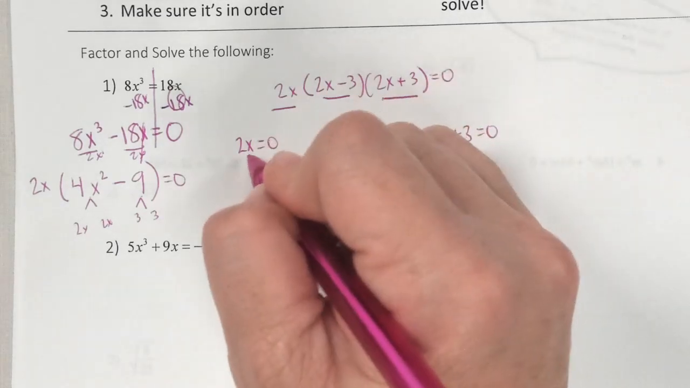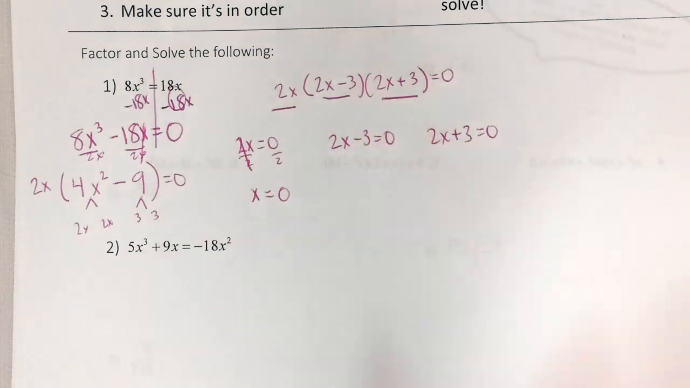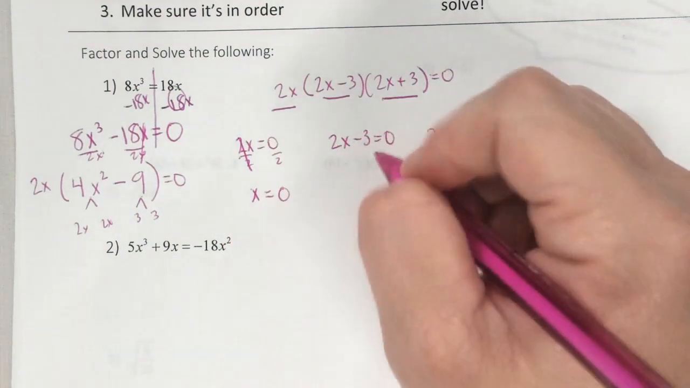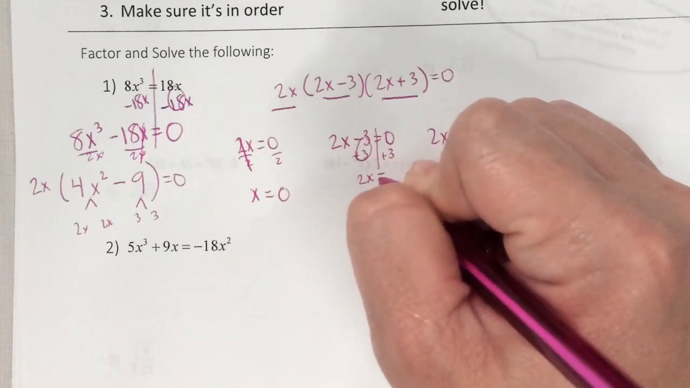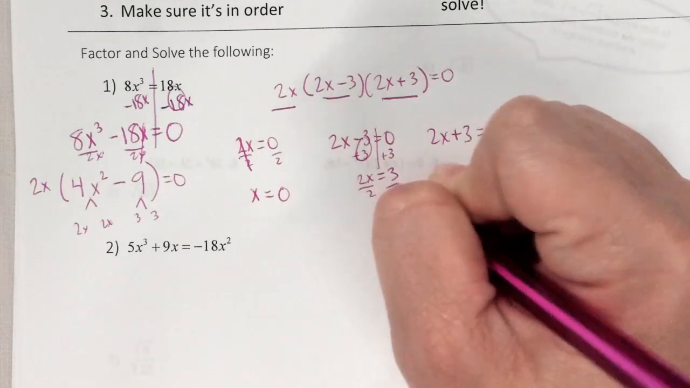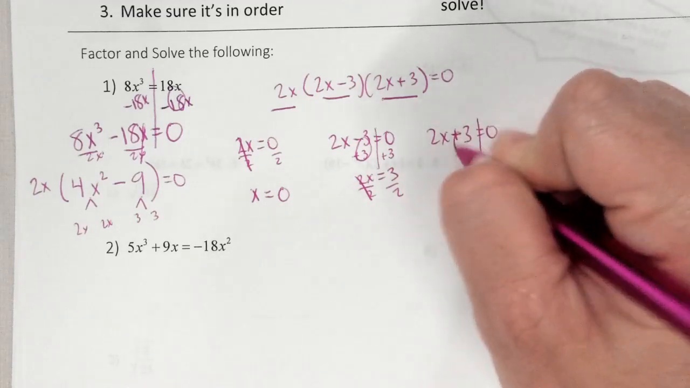So first things first, we're going to divide both sides by 2. What's 0 divided by 2? 0. Okay, on this one, I'm going to add 3. 2x equals 3, divided by 2. And this is almost exact, except now I'm subtracting 3.